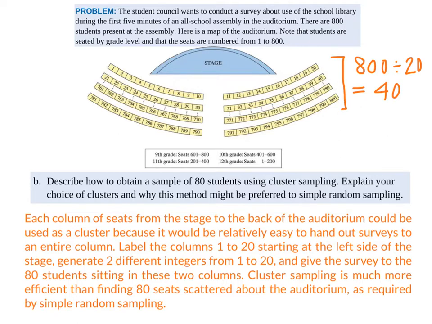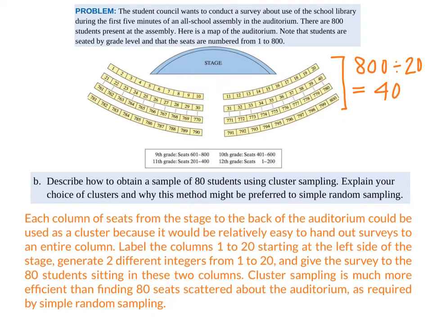That might not actually be easy depending on how the seats are right next to each other. That might be difficult in an auditorium, but we'll go with it. And then you'll give those students that survey. And cluster sampling is much more efficient than finding 80 random seats scattered about the auditorium, which would be required by simple random sampling.